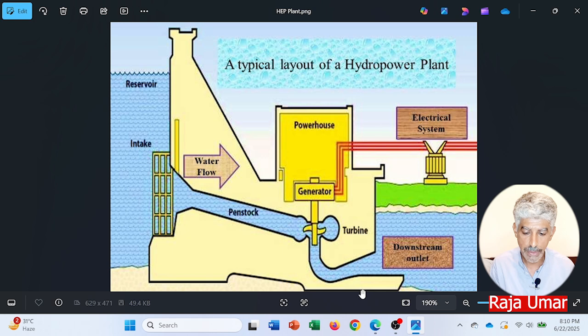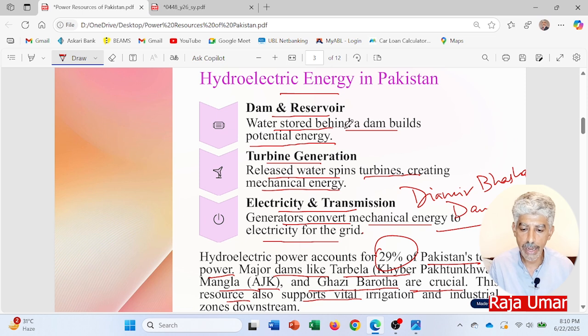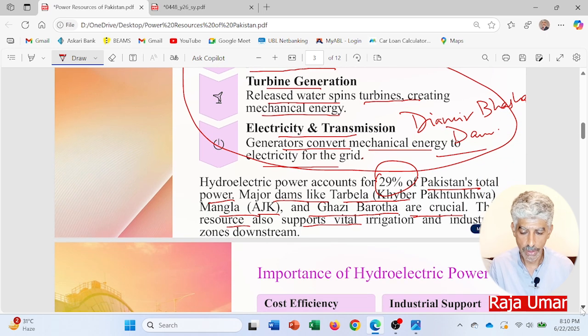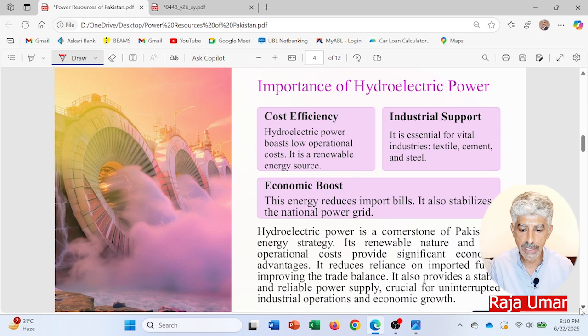Now coming back to this, what was explained over here is how this power is generated, and it is 29% of the total power generated in Pakistan. So, importance of hydroelectric power for Pakistan. Cost efficient. As you know, water is not an expensive product or raw material for generating power, as it is naturally available through glaciers melting, through the monsoon rainfall, and the fast flowing rivers are already available in the north of Pakistan, so it can be utilized really very effectively.